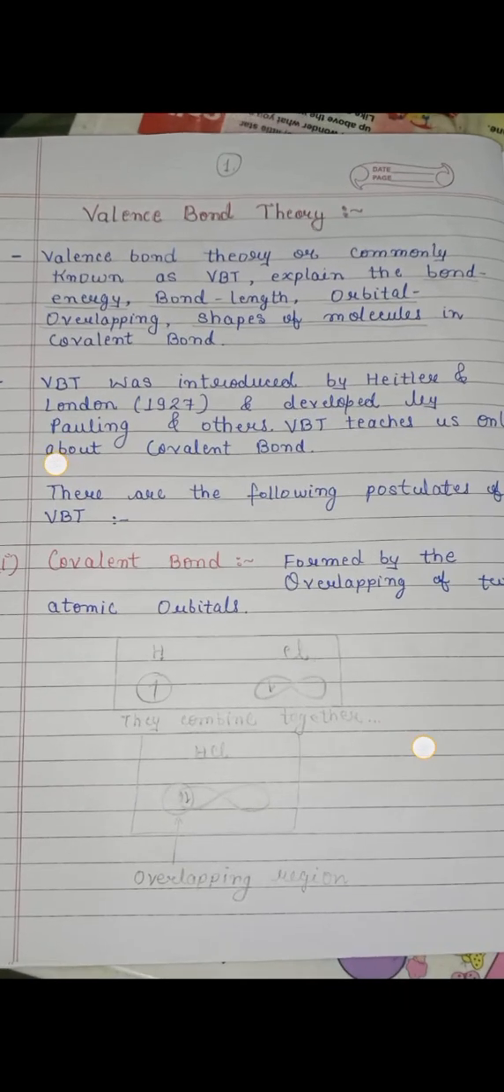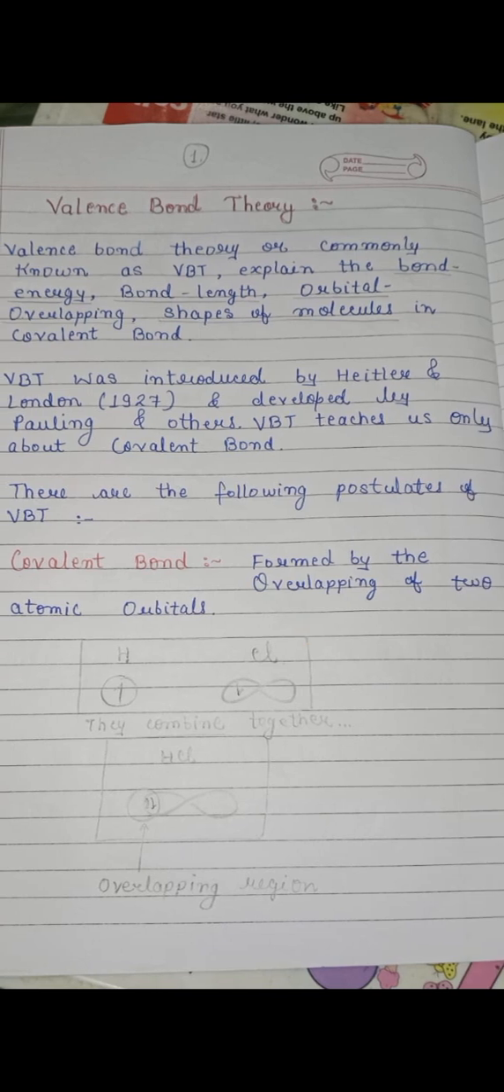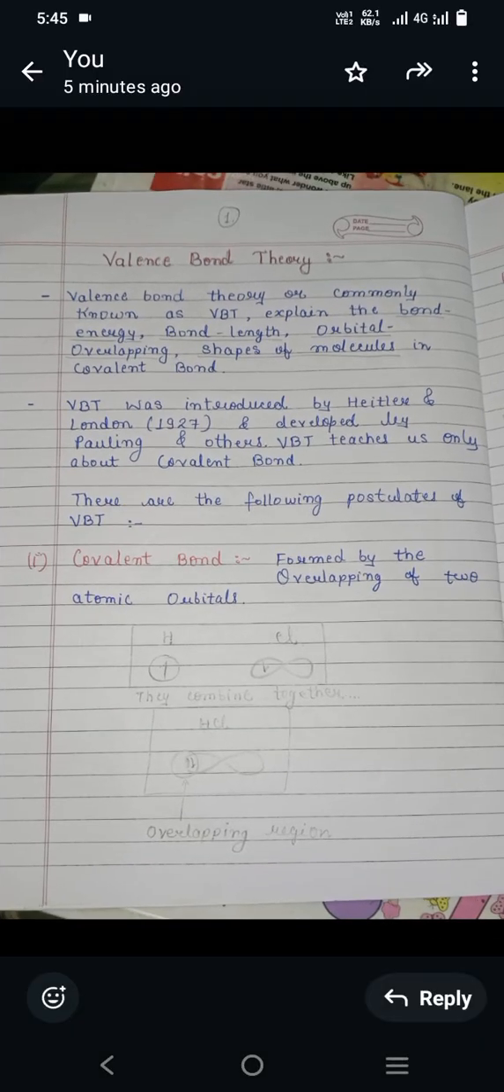Okay, so this is the topic about valence bond theory. Valence bond theory, or commonly VBT, explains the bond energy, bond length, orbital overlapping, and shapes of the molecules in a covalent bond. It only teaches us about the covalent bond, not about the ionic bond. VBT was first introduced by Heitler and London in 1927, and later on it was developed by Pauling and others.